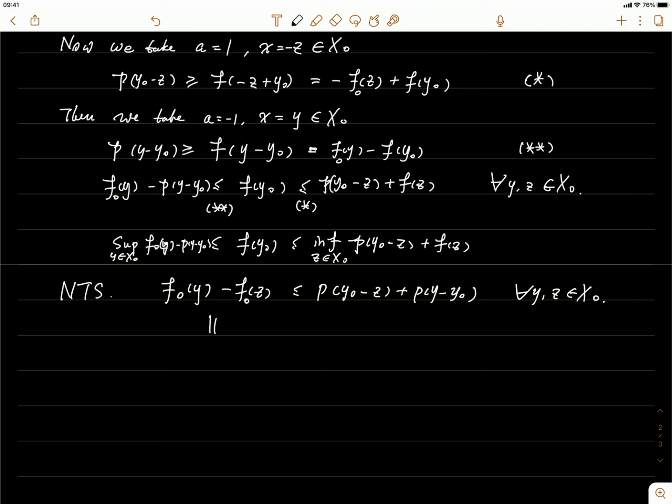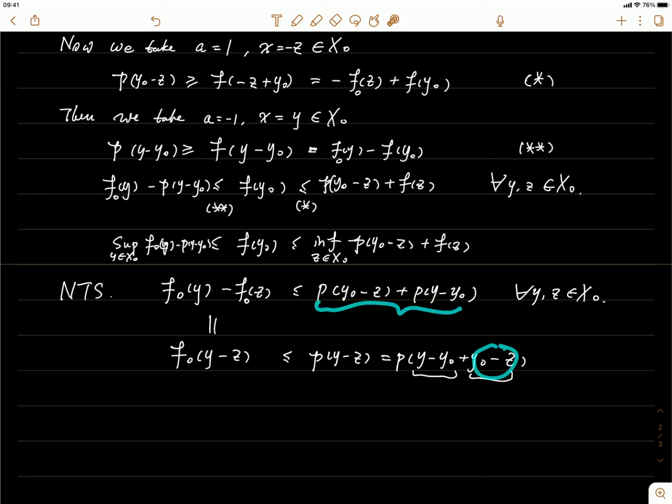The reason is because, since the f naught is linear, I know that this is f naught of y minus z. Okay, for any y and z, this should be true. On the other hand, this should be less than or equal to p of y minus z, because the f naught is bounded above by p. And this p, if I do a slight change, instead I just subtract the y naught and add it back, I'll have that. And now I have this part and this part. Remember that the p is sublinear, so the p of the sum of these two should be less than or equal to the p of this plus the p of this. And that is exactly this one here. That's why I know that this is going to be less than or equal to that.